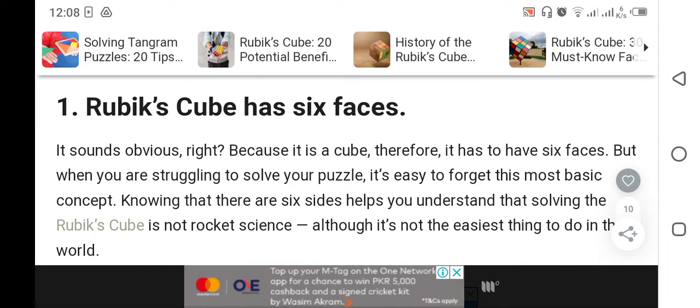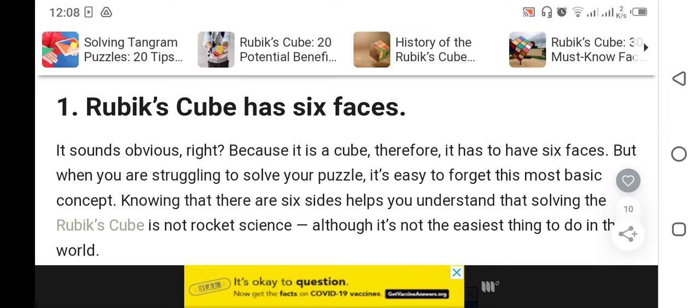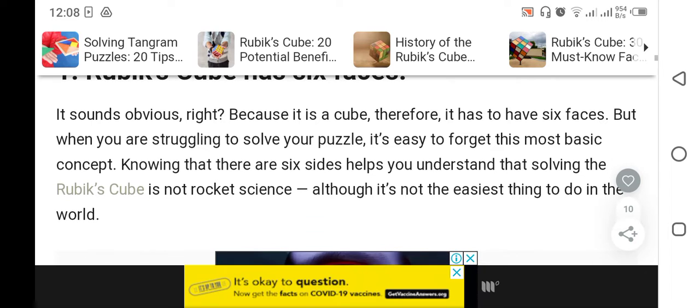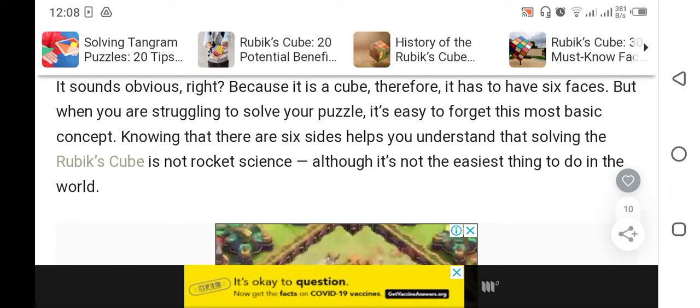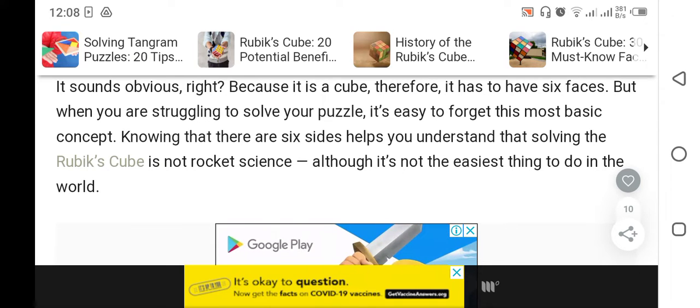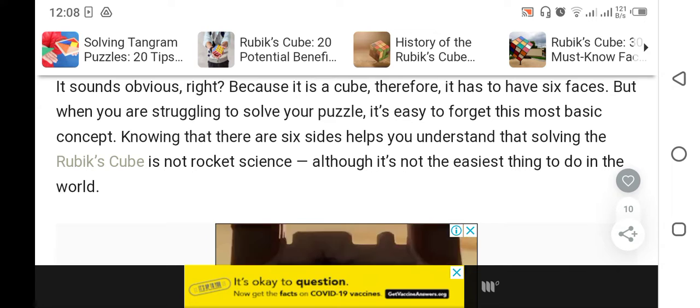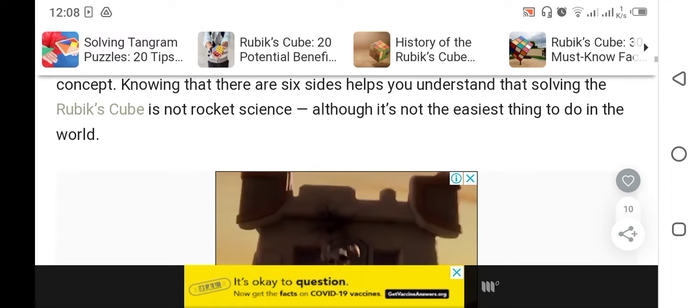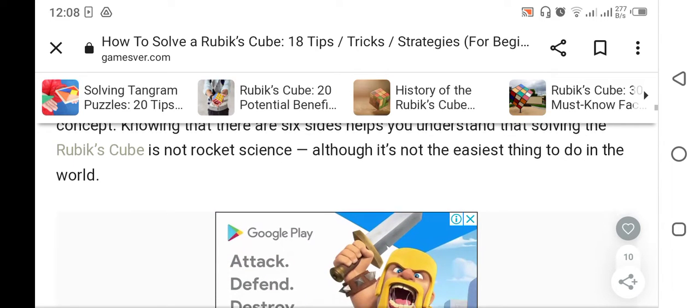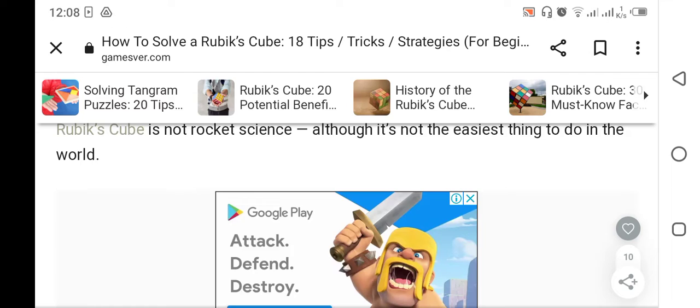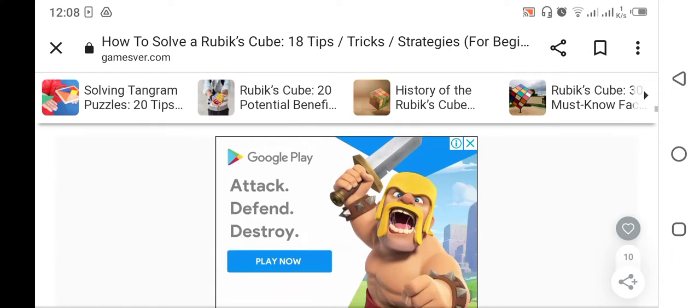Number 1, Rubik's Cube has 6 faces. It sounds obvious, right? Because it is a cube, therefore it has to have 6 faces. But when you are struggling to solve your puzzle, it's easy to forget this most basic concept. Knowing that there are 6 sides helps you understand that solving the Rubik's cube is not rocket science, although it's not the easiest thing to do in the world.